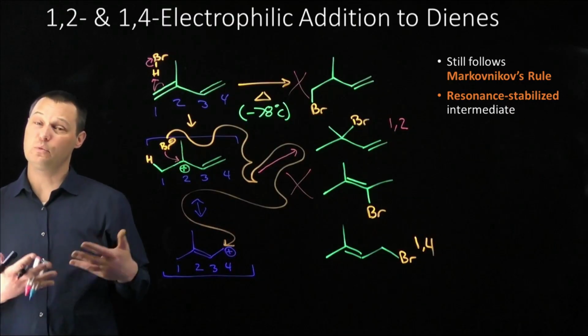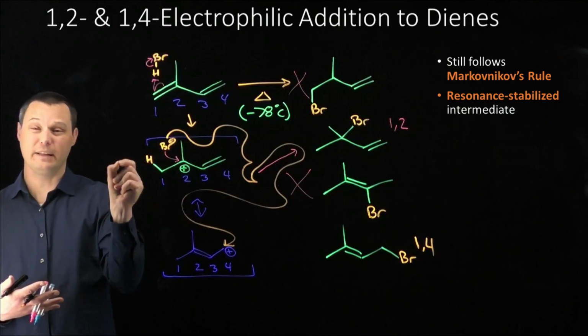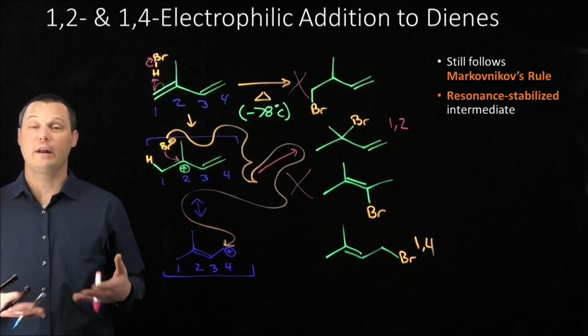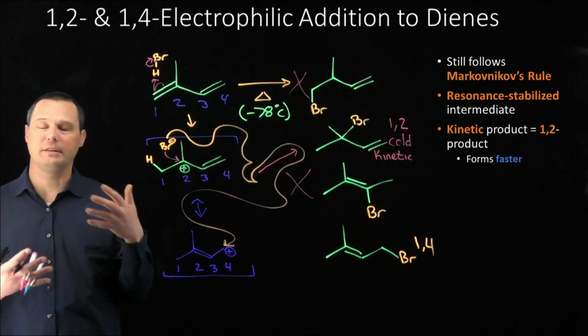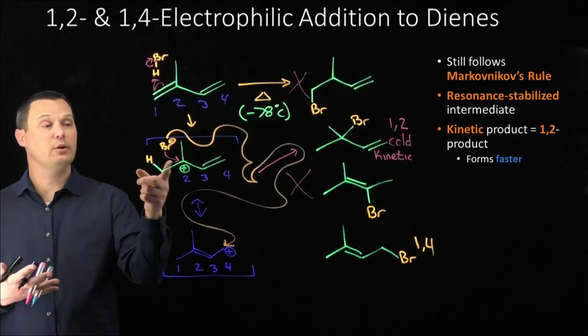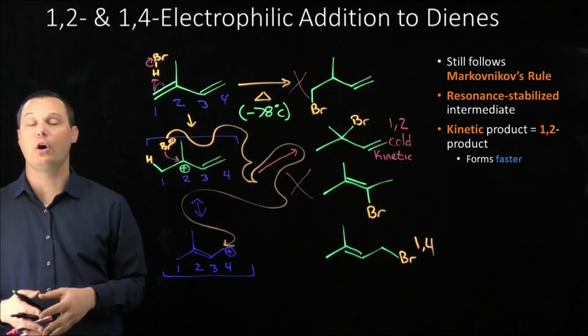At lower temperatures, when energy is limited, the bromine only has enough energy to react with the carbocation it's already right next to. So the 1,2 product forms under cold conditions, and we call it the kinetic product. Kinetics, think rate, think speed, think whatever can happen the fastest. At cold temperature with limited energy, the fastest thing is to react with the carbocation it's already adjacent to.